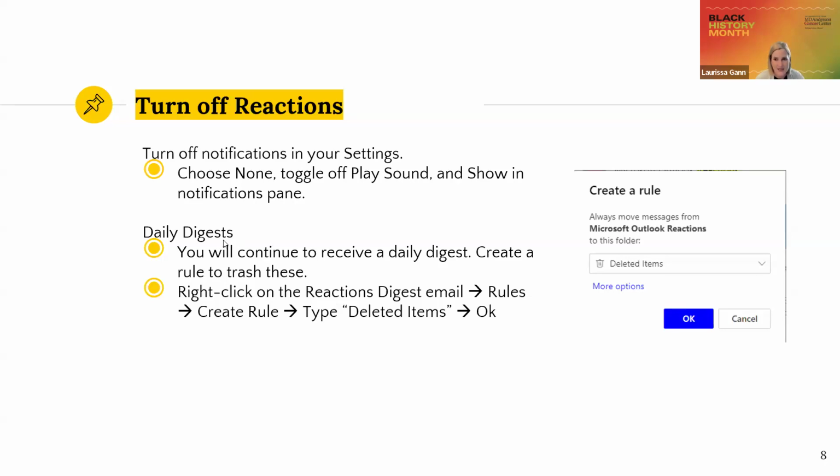When you get that daily digest to say, hey, you've had this many reactions a day, just right click on the email, select rules, create rule. You're going to type in deleted items because I want to trash them. Click OK. When I set up this rule, all of these daily digests are going to go to the trash from now on. I can still see my notifications under the bell icon, but I'm just not getting an extra email that way. I'm reducing that extra email.